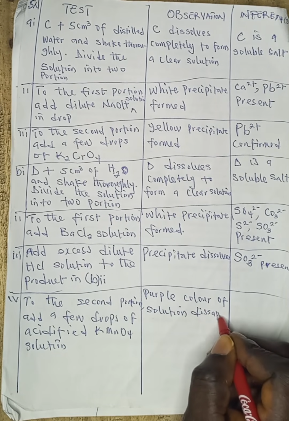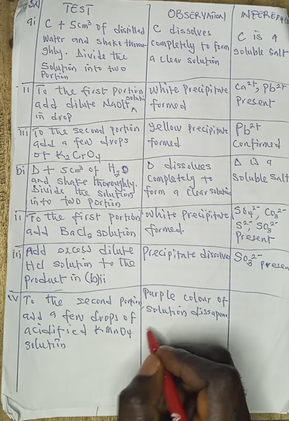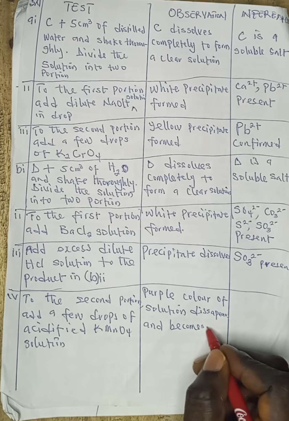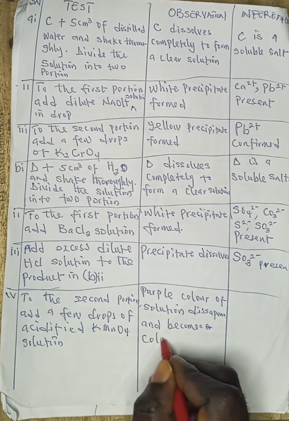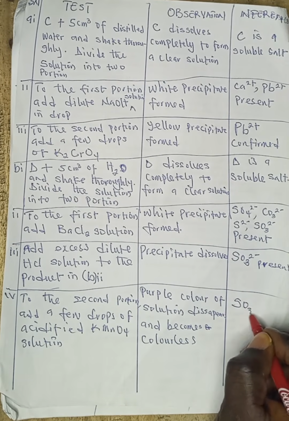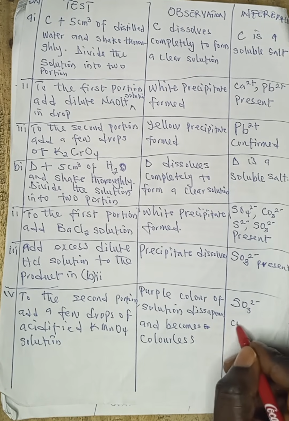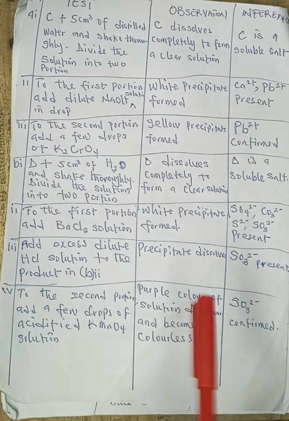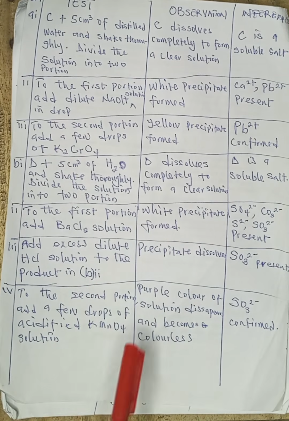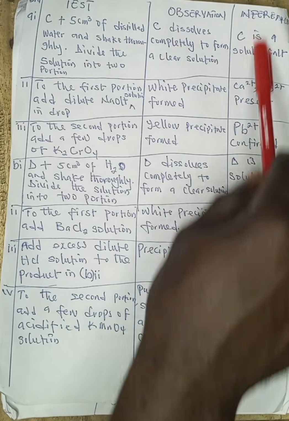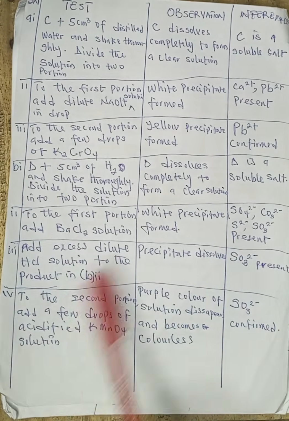and becomes colorless. Colorless. This is to confirm what? SO3 2 minus ion. Confirmed. This is all that you are given in question number 2. So just take it now, revise through it. This is what you are going to memorize. Or for chemistry teachers, this is what you are expected to write. This one has already been given to you.